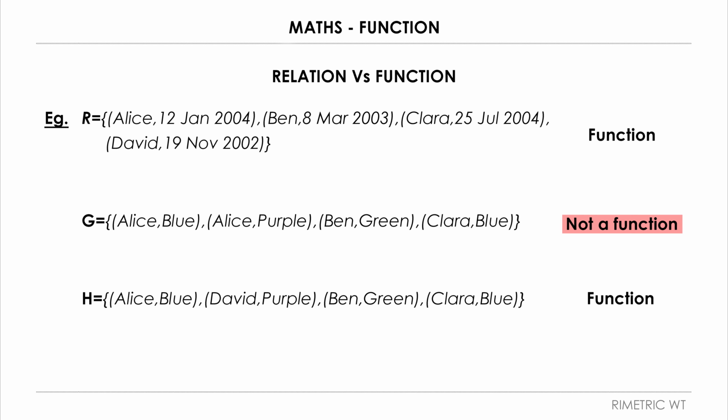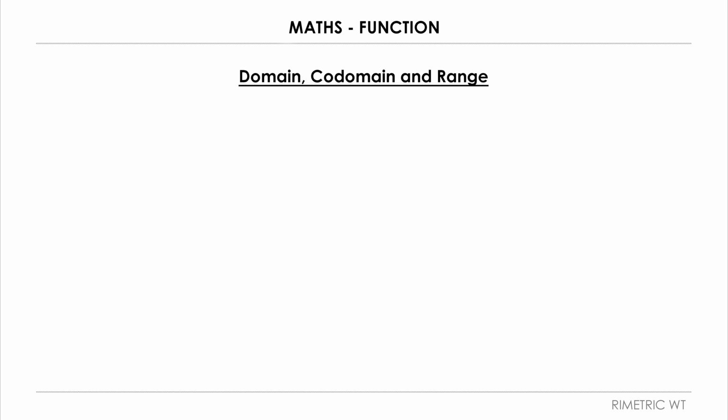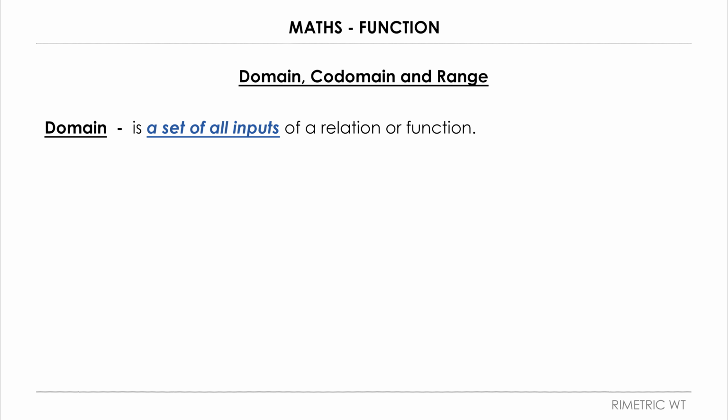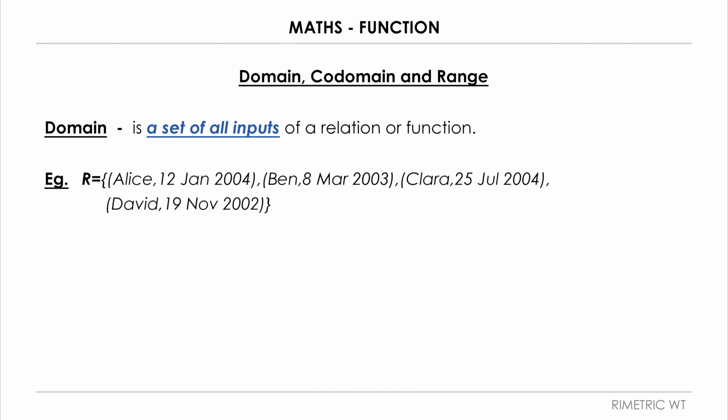Before we move on to identifying whether a relation is a function, let's first become familiar with the concepts of domain, codomain, and range. The domain is the set of all inputs of a relation or a function. Let's use our first example for illustration. In this relation, or function, the domain is the set of student names: Alice, Ben, Clara, David, since these are the inputs. Now let's move on to the codomain and the range.